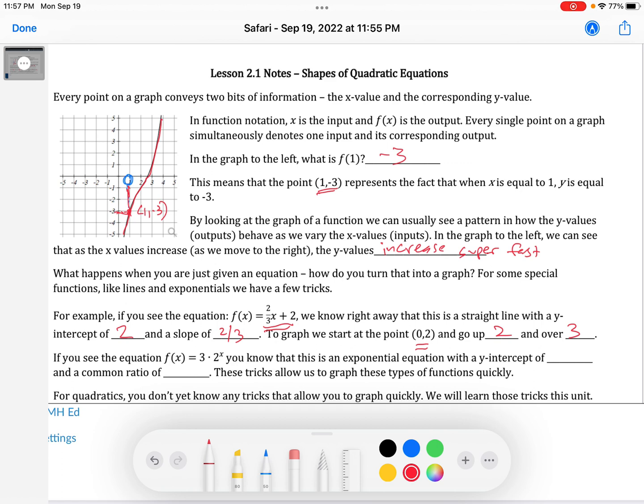Now with exponentials, we also have some pretty cool tricks. If we see an equation like this, we know that it has a y-intercept of 3 and a common ratio of 2. So again, we could graph this really easily. We'd start at 0, comma 3, and then the next point would be 1, comma 6, then 2, comma 12, then 3, comma 24, then 4, comma 48. We're just doubling the y value each time.